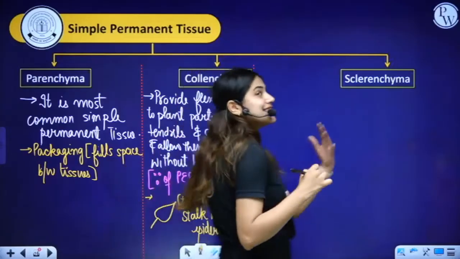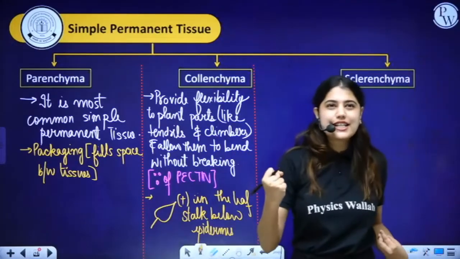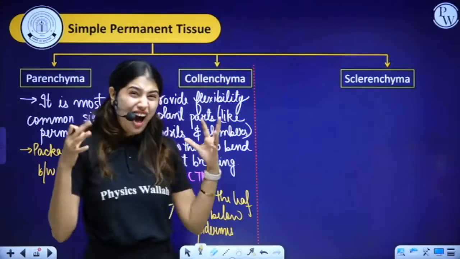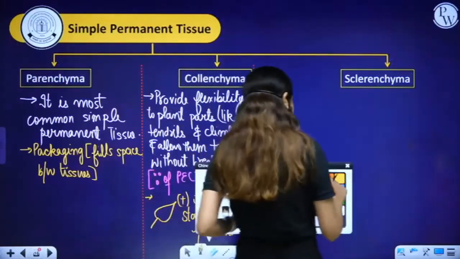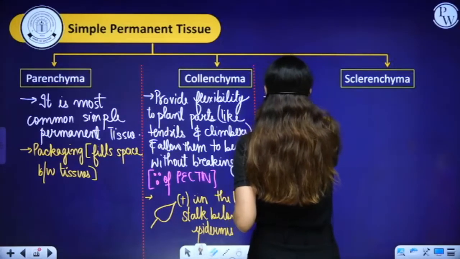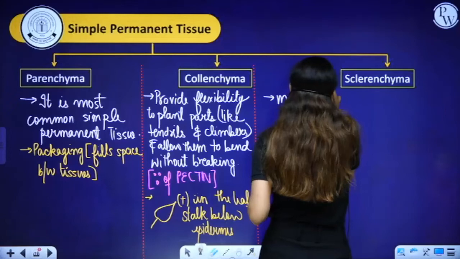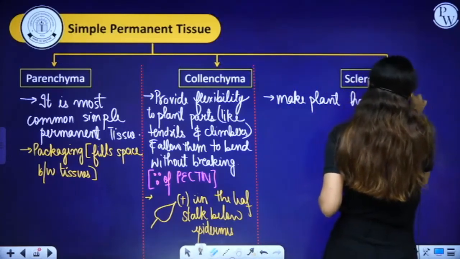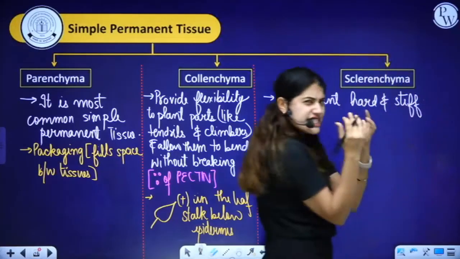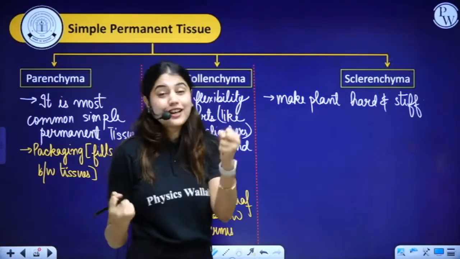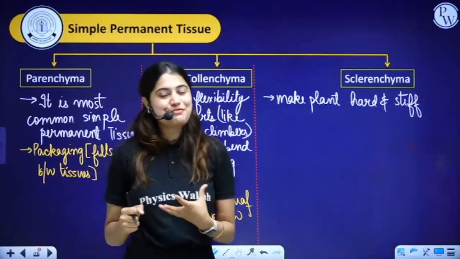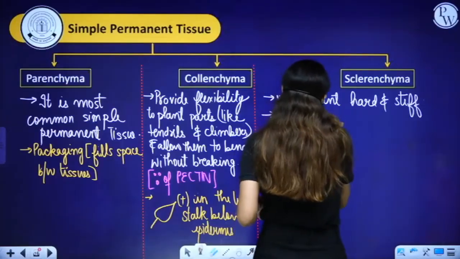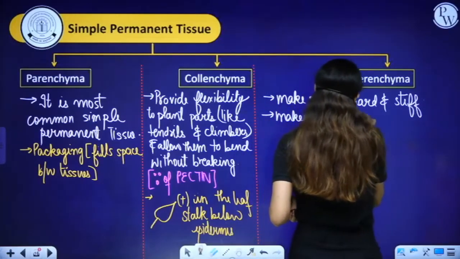Next we have sclerenchyma. Sclerenchyma has that cement-like structure called lignin. So obviously it will be making the plant hard and stiff, right? You have seen the husk of the coconut. That husk of the coconut is also made up of sclerenchyma, right? So I can say that it makes up the husk of coconut.